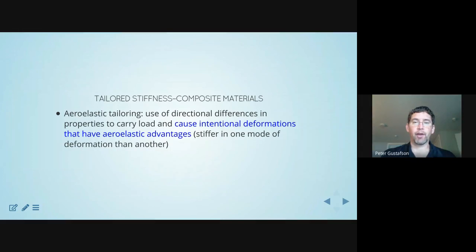Another thing that is of relative interest to us as aerospace structural engineers now is the idea of tailoring our stiffnesses in our composites. Tailoring them to meet a certain need, and that may be beyond just strength. It may actually be purposefully designing a deformation mode into a structure. The example of that which is perhaps most famous is this idea of aeroelastic tailoring.